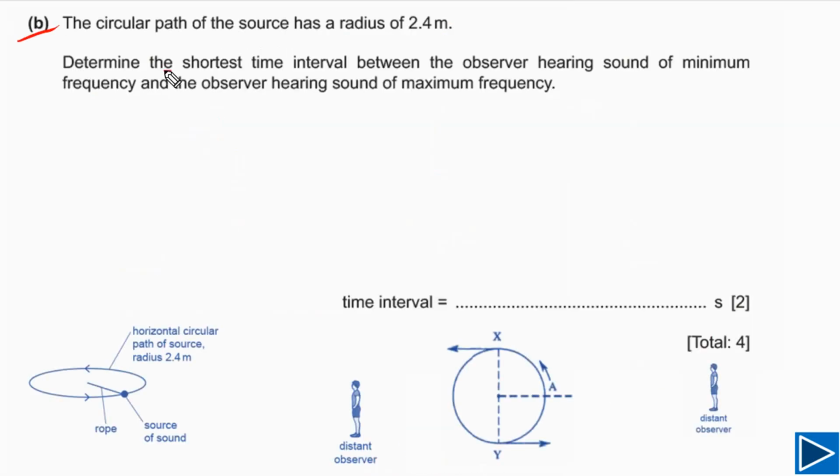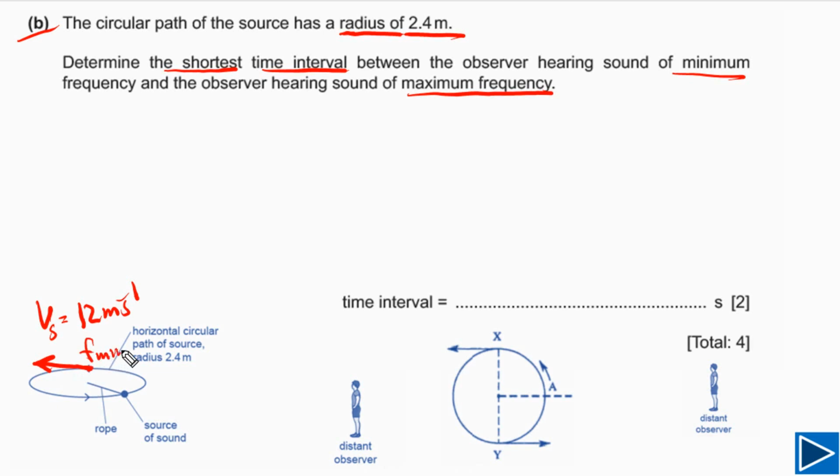For part B, the question is asking us to calculate the shortest time interval between the minimum and maximum frequency observed by the listener. It is given that the source is moving in a circle and the radius of the circle is 2.4 meters. The speed of the source was given in part A, that is 12 meters per second, and the source is moving at a constant speed. Let's try to understand when the frequency is minimum. Frequency is minimum when the source is directly moving away from the listener. So we can say frequency will be minimum at this point. And frequency will be maximum when the source is moving directly towards the listener.